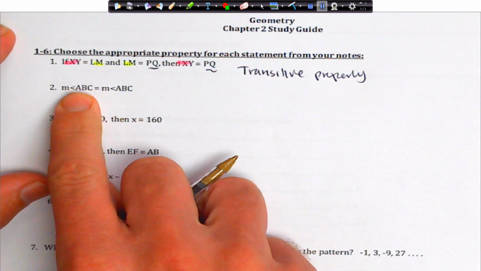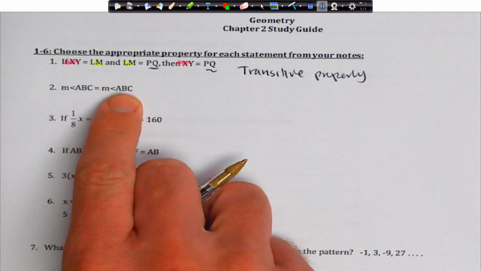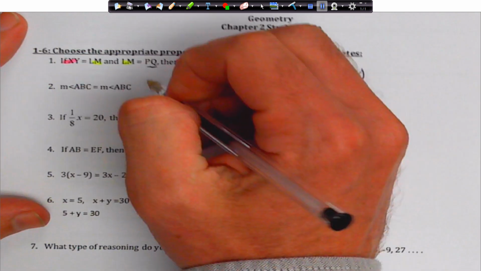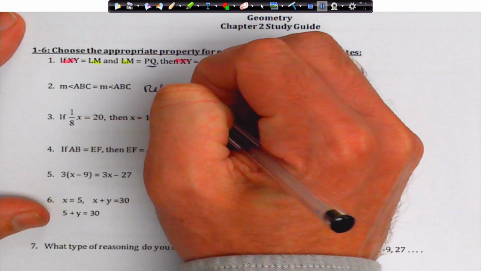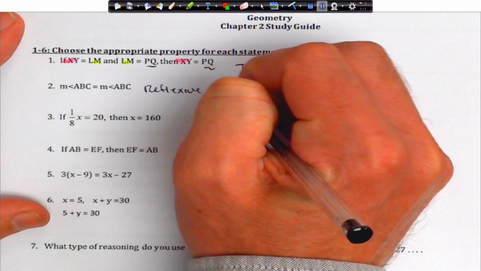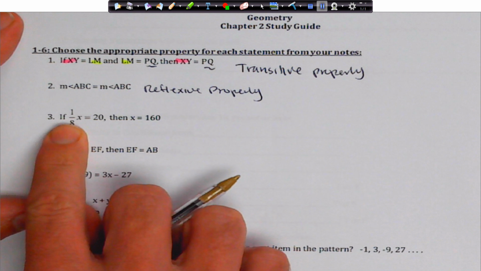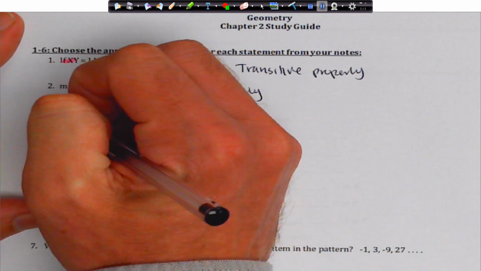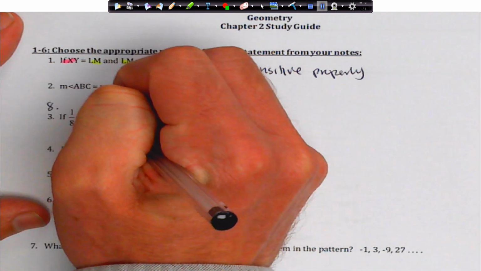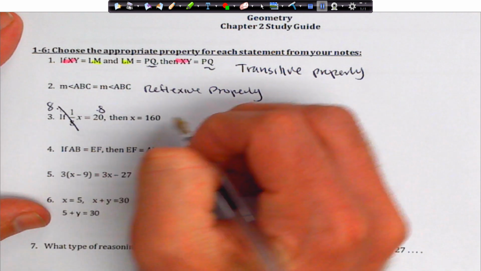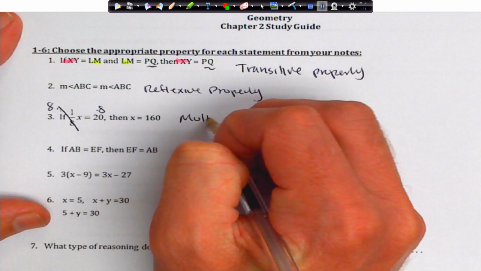Here we are saying measure of ABC equals measure of ABC. That's just reflexive property. They're the exact same. Here we have to go from 1/8 x equals 20 to x equals 160, so we can multiply both sides by 8. That would give us x equals 160, so that's multiplication property.